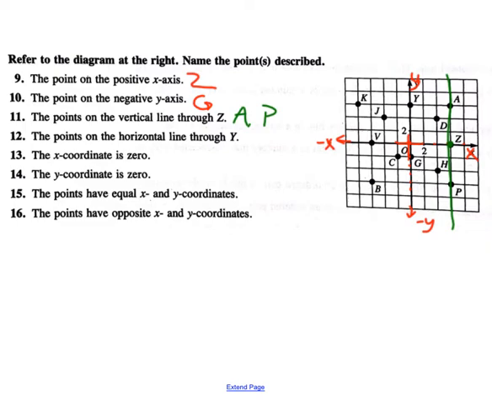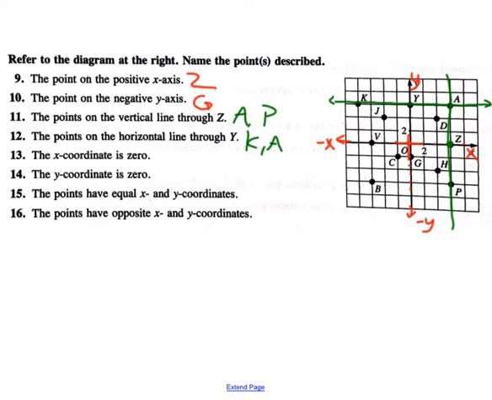So similar to question number 12, the points on the horizontal line through Y. Let's find Y. Let's draw a horizontal line, a horizontal horizon, if you forget if that's up or down, or left or right. Horizontal line, and those 2 points through Y, you can see are going to be K and A. All right, now we want to know the x-coordinate is 0.